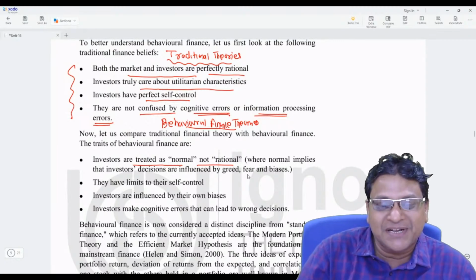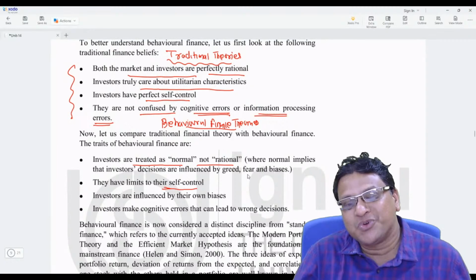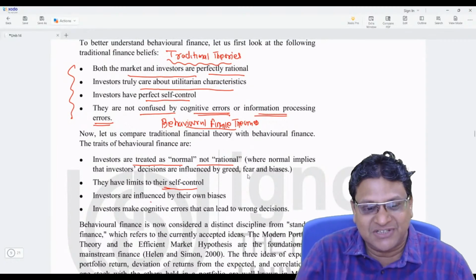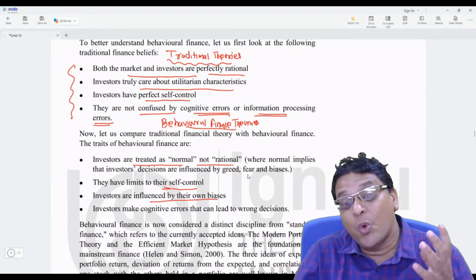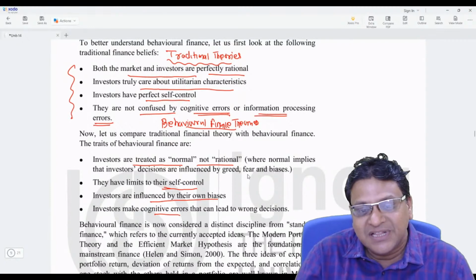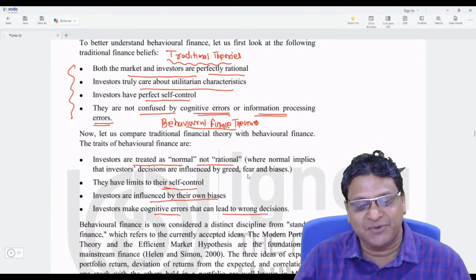They have limits to their self-control. One cannot control one's emotions all the time while making investment decisions. Investors are influenced by their own biases. Investors make cognitive errors that can lead to wrong decisions. These are the behavioral finance theories.